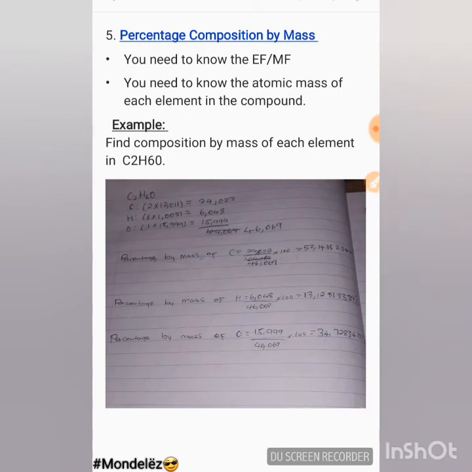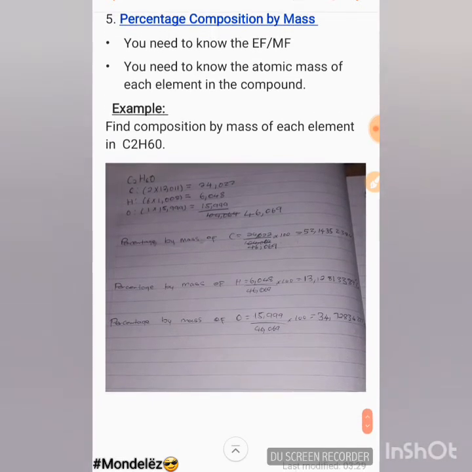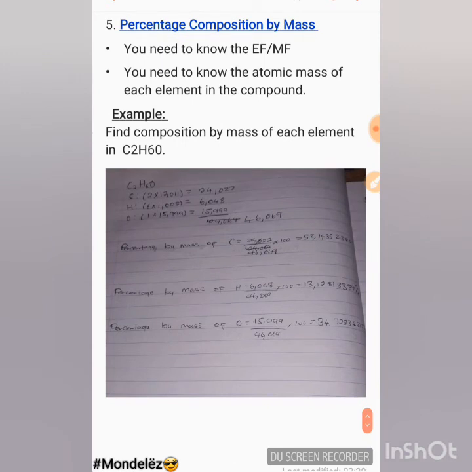And then percentage by composition by mass, that is the last one. Before we go into this one, you need to know the empirical formula and molecular formula, and you need to know the atomic mass of each element in the compound. So here's an example. Find the composition by mass of each element. There we had C2H6O. I don't know if I should go into this one because I didn't explain the molecular formula above, but let me just do it.